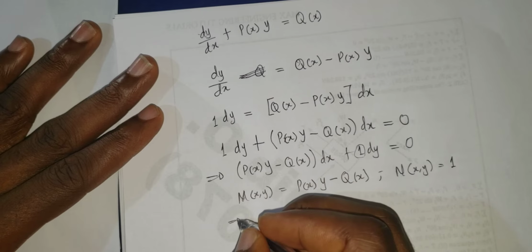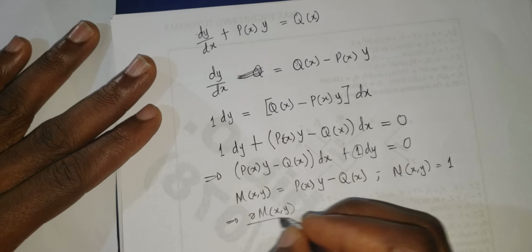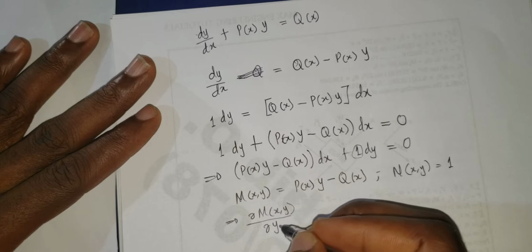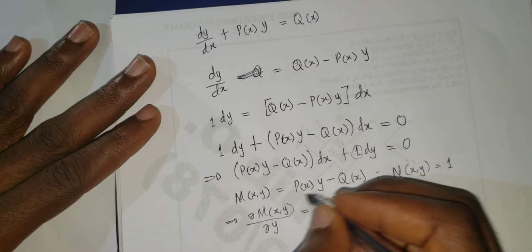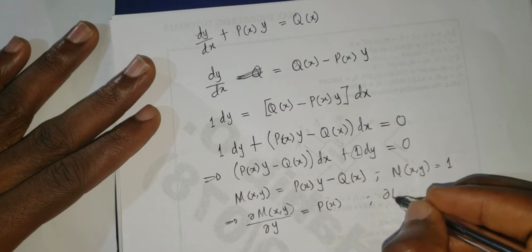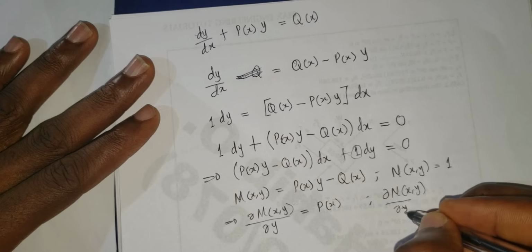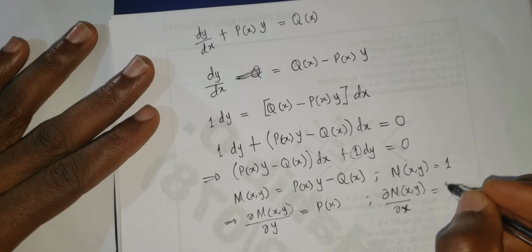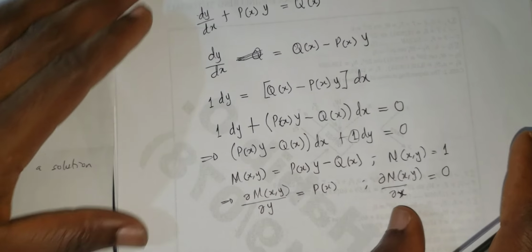So it is obvious that when we differentiate this, del m of x comma y del y is going to be equal to p of x. That's just the coefficient of y here. Y is not here, so that one is gone. And then we're going to have del n of x comma y del x in this case to be equal to 0. So it's obvious they are not the same, except p of x is 0.